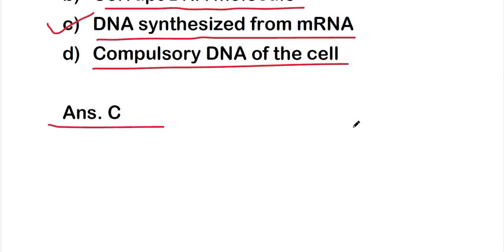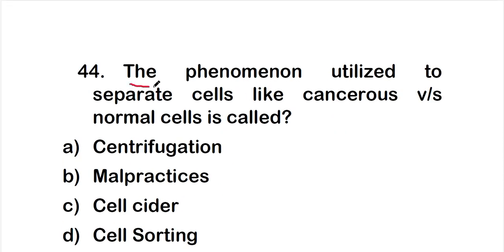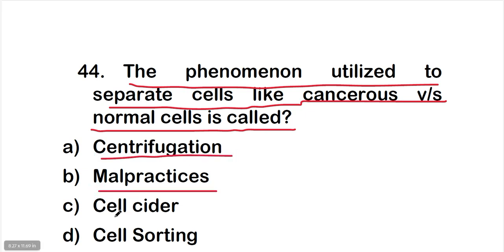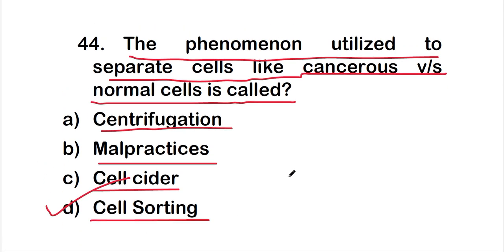Okay, so next question we will see. Next question is 44. Question number 44, the phenomenon utilized to separate cells like cancerous versus normal cells is called, option A, centrifugation, option B, malpractices, or option C, cell cider, or option D, cell sorting. And the right answer is option D, that is cell sorting. So the phenomenon utilized to separate cells like cancerous cells versus normal cells is called cell sorting.